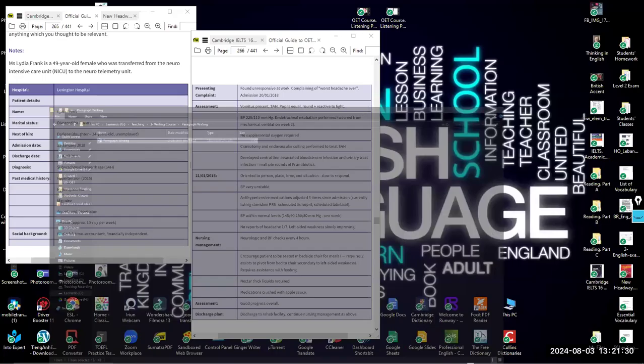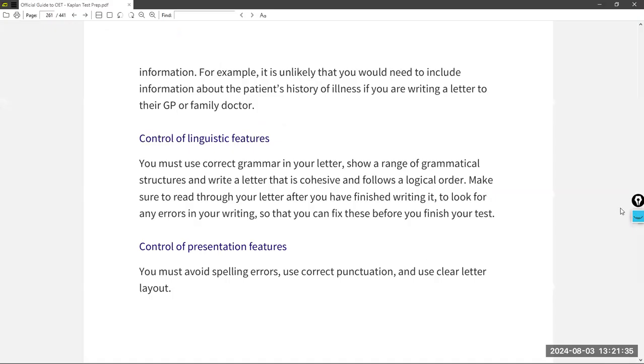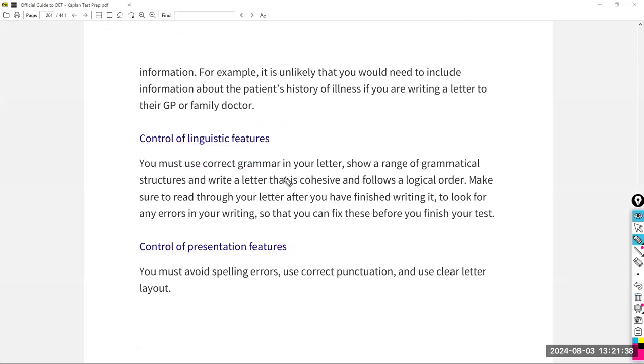Okay, so let's go back to the file and let's complete explaining. So we said that my writing should be correct, and I have to write a letter that is cohesive and follows a logical order. I have to make sure to read through my letter after I have finished writing it, to look for any errors so that I can fix all these errors before I finish writing the letter.